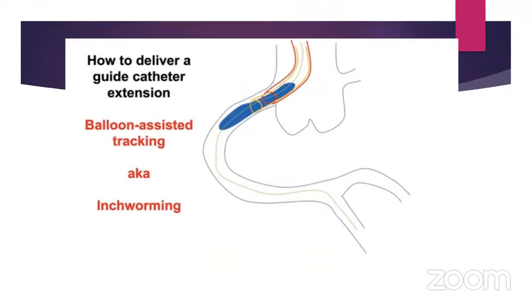Whereas in the case of the inchworming technique, similar to balloon-assisted tracking, we will keep the balloon halfway in and halfway out, and we will deflate. Only while deflating, we will gradually advance the guide extension catheter. This will further reduce the vessel wall trauma.